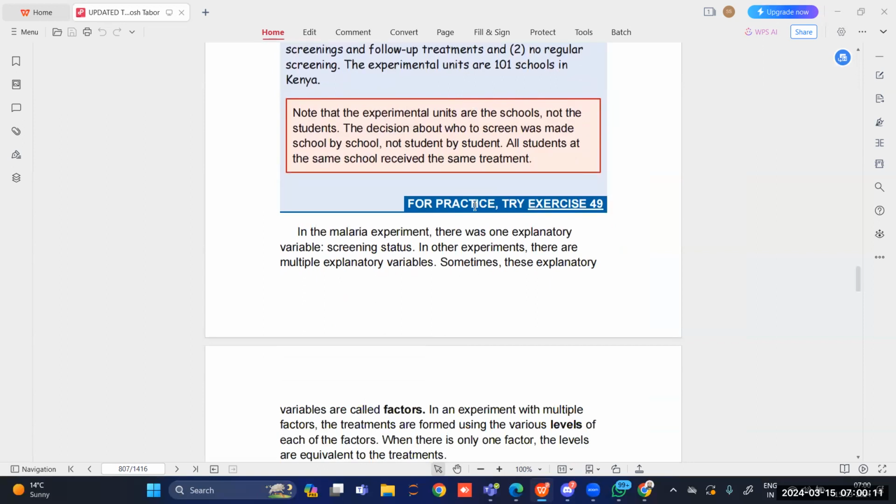Okay, so note that the experimental units are the schools, not the students. That's the reason we have not termed them subjects. The decision about who to screen was made school by school, not student by student. All students at the same school received the same treatment. That's the reason they didn't become the subjects.